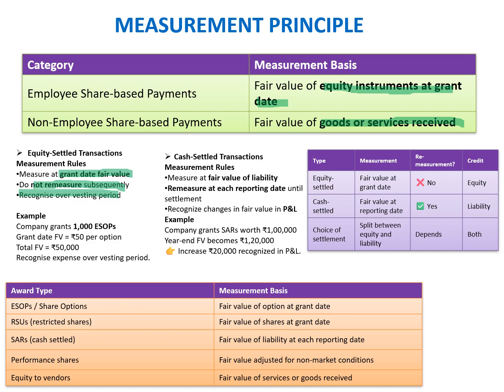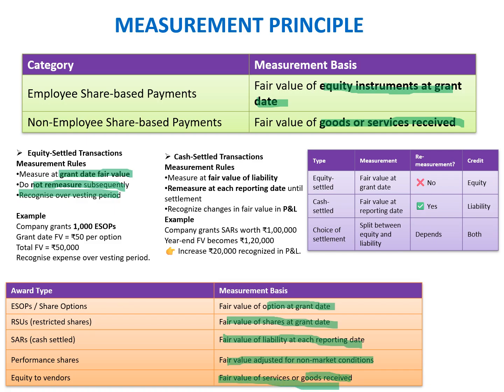So for ESOP and share options, fair value of the option at the grant date. For RSU, fair value of the share at the grant date. For SAR, which is cash settled, fair value of liability at each reporting date. For performance share, fair value adjusted for the non-market condition. And for equity to vendor, fair value of the goods and services.